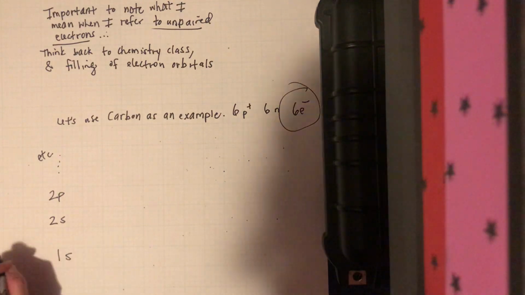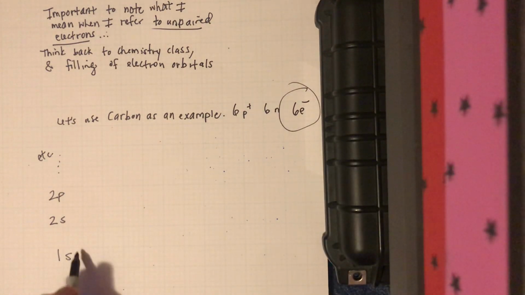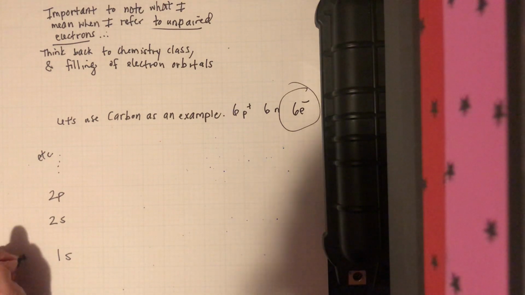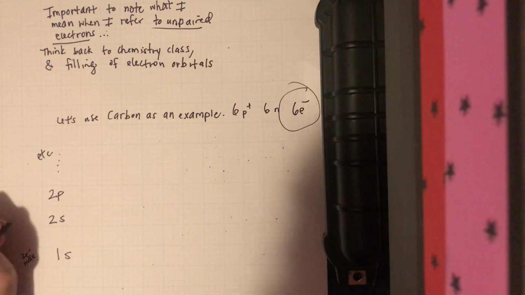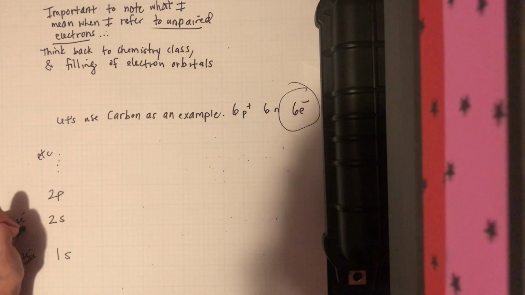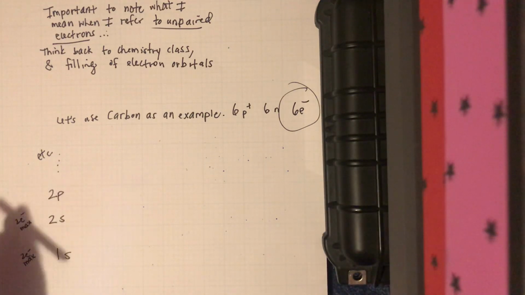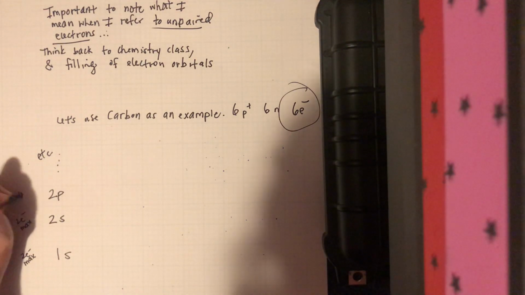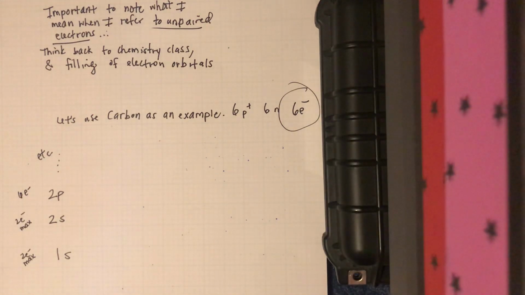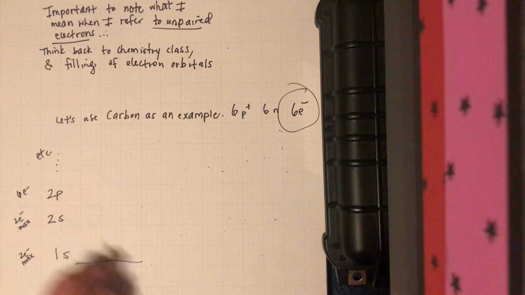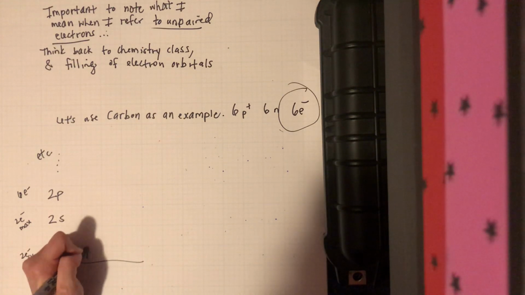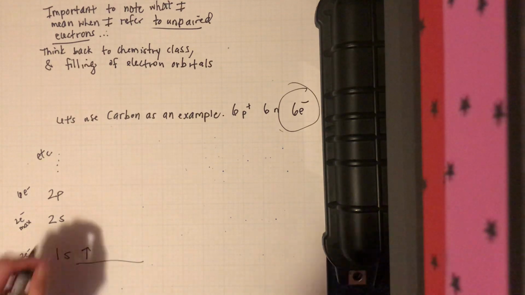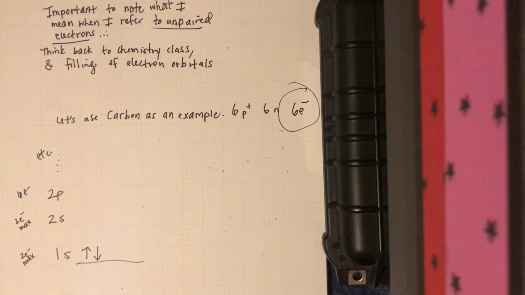Well, we have 6 electrons, and we know that the capacity for the 1s orbital is 2 electrons max. We know that the 2s orbital has a capacity of 2 electrons max, and our 2p orbital has a capacity of 6 electrons max, right? But we only have 6 electrons total. So we're going to start at the s orbital, and we're going to have in our s orbital 1 electron with spin up and 1 electron with spin down.